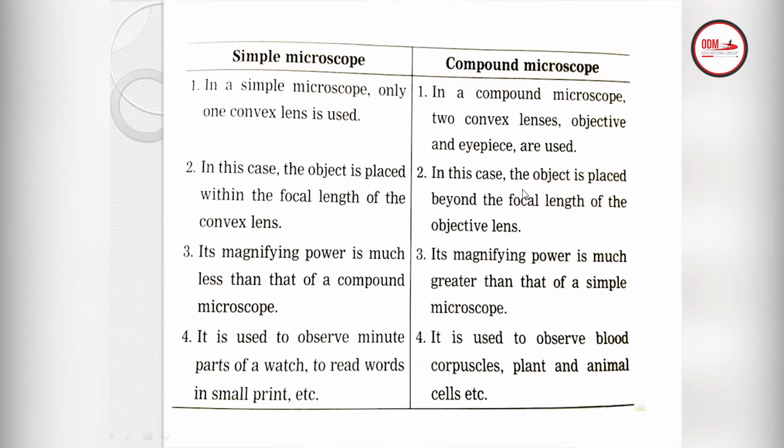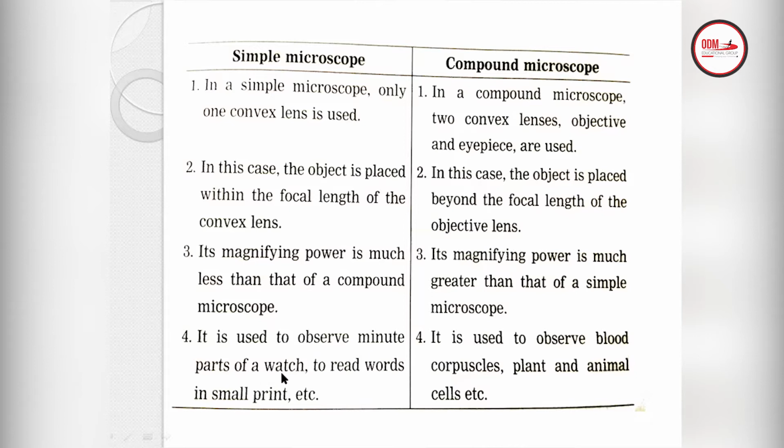But in a compound microscope, the object is placed away from the focal length, that means beyond the focal length of the objective lens. Now the magnifying power, as I've discussed, is less in the simple microscope. So the compound microscope, otherwise called the light microscope, has more magnifying power as compared to the simple microscope.